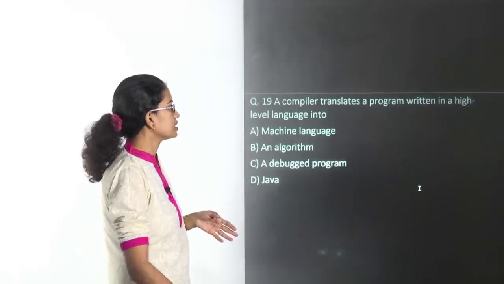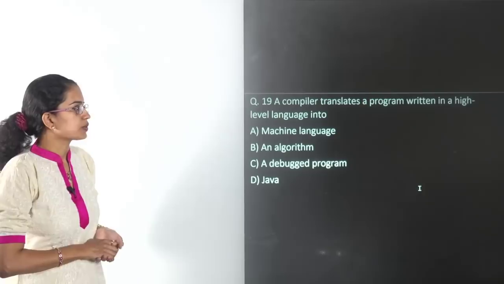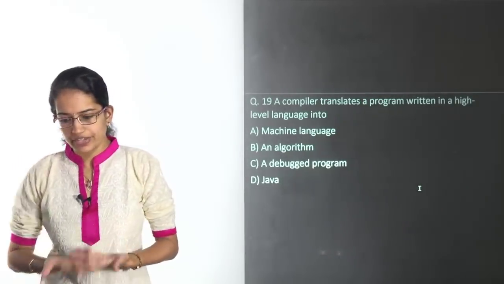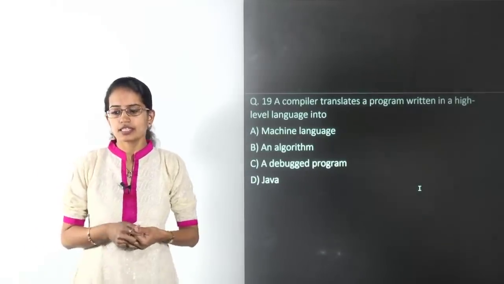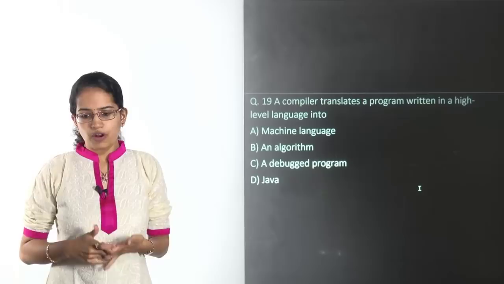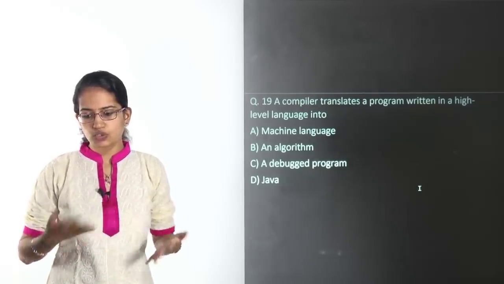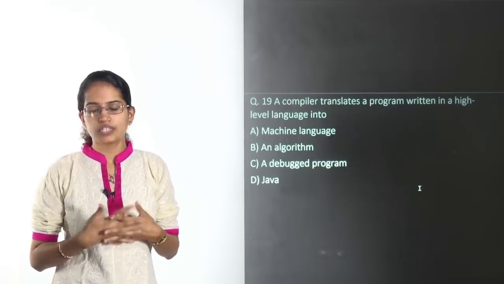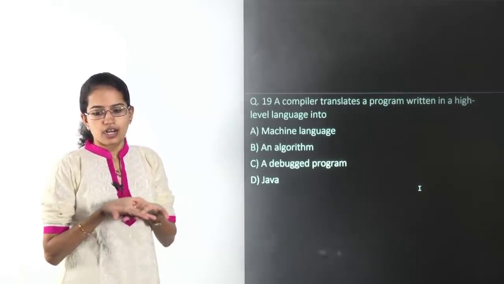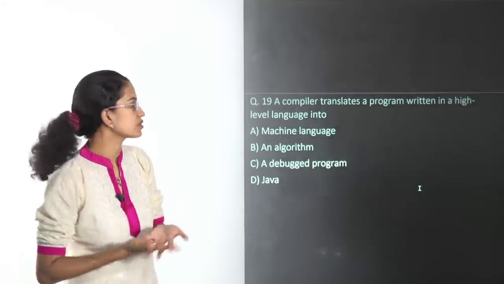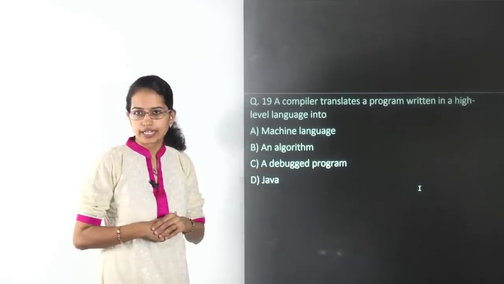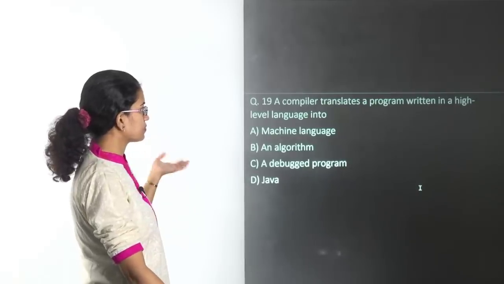The next question is, a compiler translates a program written in a high level language into a... So again, a very direct question, those from computer science, the answer would be very, very obvious. From a higher level language into a... Great, so into a lower level language or machine language, or what we say as assembly language or object code, either of those would be the right answer. So here it's machine language as the correct answer. So that's the role of the compiler.